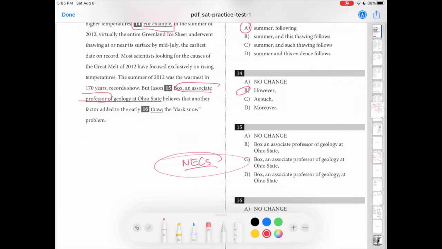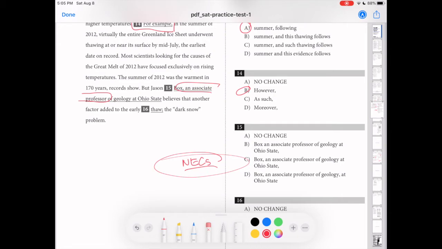This is an NEC because it is extra fluff that describes Jason. It's nice to know, but if you throw it out, you'll find that it's unnecessary. You still know Jason is a scientist. For example, I could read this as, but Jason Box believes, blah blah blah. I don't necessarily need his descriptor.